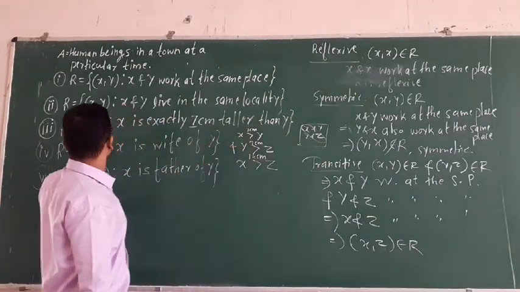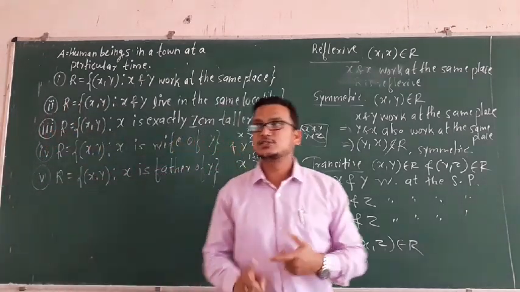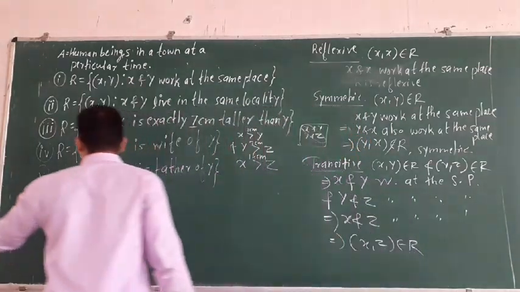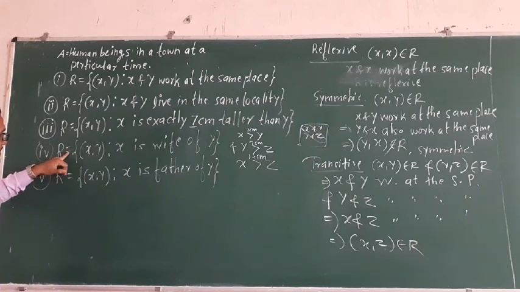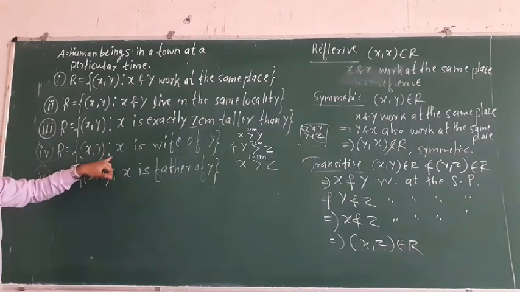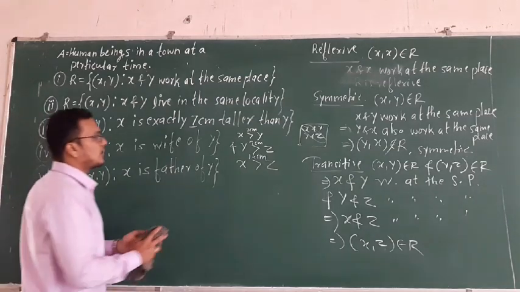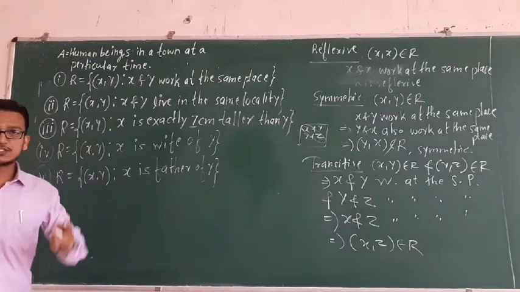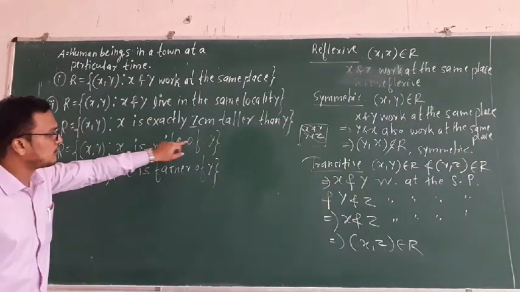So hence, this third relation is neither reflexive nor symmetric nor transitive. Okay. Next example, that is the fourth one. This is very interesting. R is equal to {(x, y) such that x is the wife of y}. Even for this I'll just discuss the solution. You have to note it. x is the wife of y.